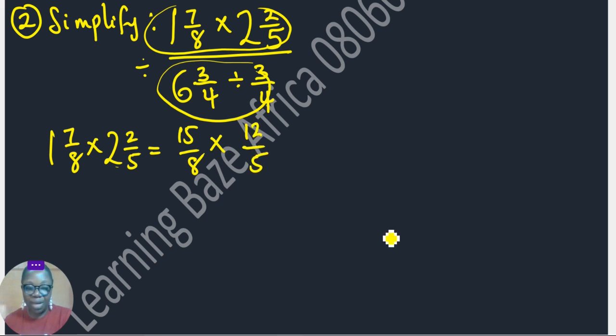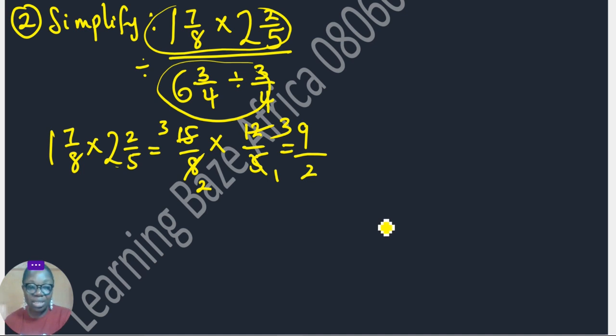Now we'll keep simplifying. 5 can divide 15. 5 into 5 is 1. 5 into 15 is 3. Now there is a common factor between the denominator 8 and the numerator 12. So 4 can divide. 4 into 8 is 2. 4 divides 12, that is 3. No more common factors. So 3 times 3, that's the numerator multiplying each other. That will give us 9 over 2. Okay, so that's the result of simplifying the numerator.